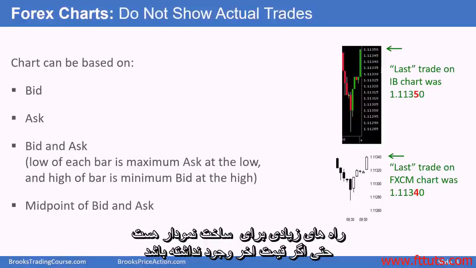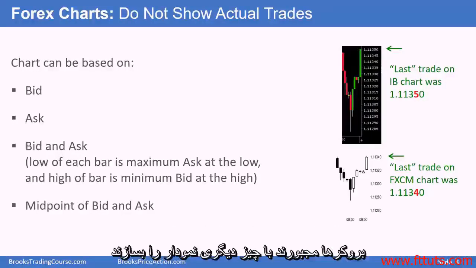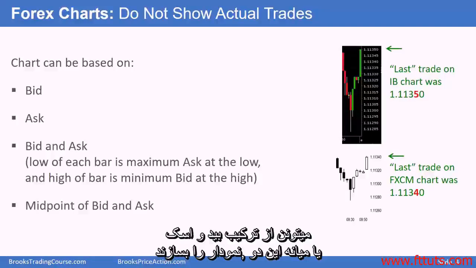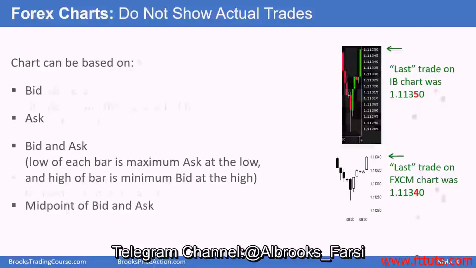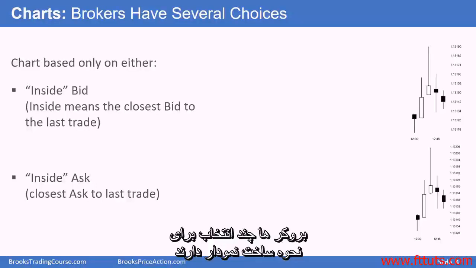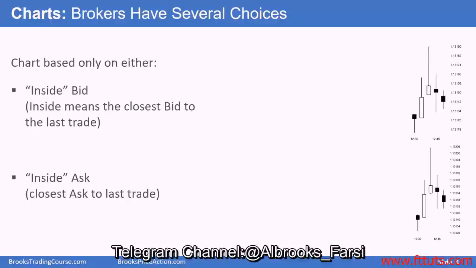There are actually several ways to construct a chart. Given that there's no last trade, brokers have to use something else to construct charts. And they can have the chart constructed entirely on bid prices. They can have it constructed entirely upon ask prices. They can have a combination of bid and ask, and they can also use the midpoint of the bid and ask. Brokers have several options on how to construct charts.